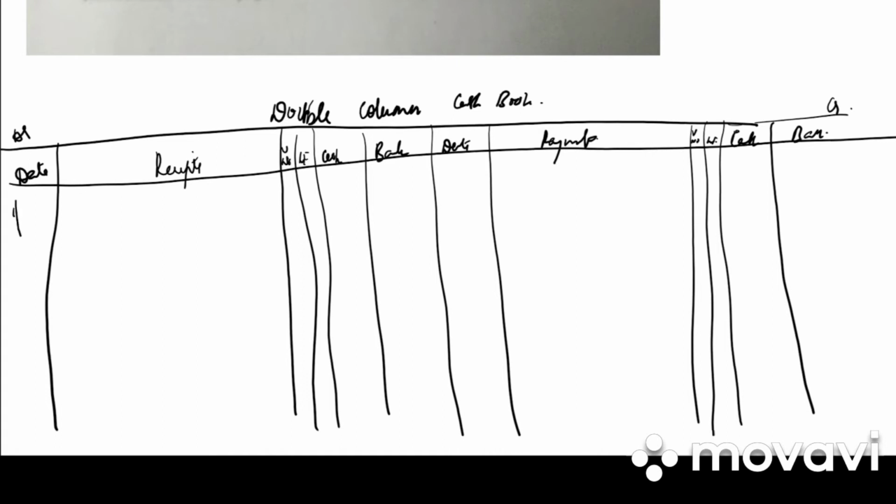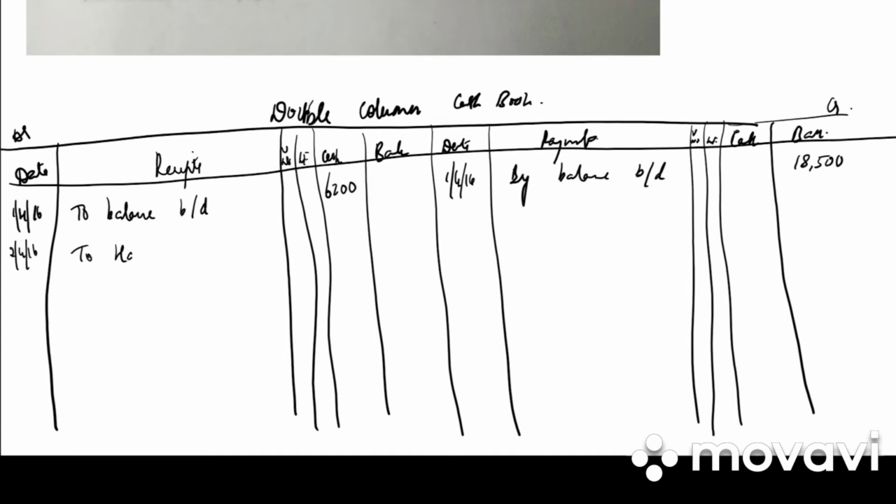So the first entry is 1st April 2016, to balance brought down 6,200 cash. Then on 1st April 2016, by balance brought down 18,500 in the bank column. Next on 2nd April, received from Hari, so to Hari's account, and the bank column 1,300.